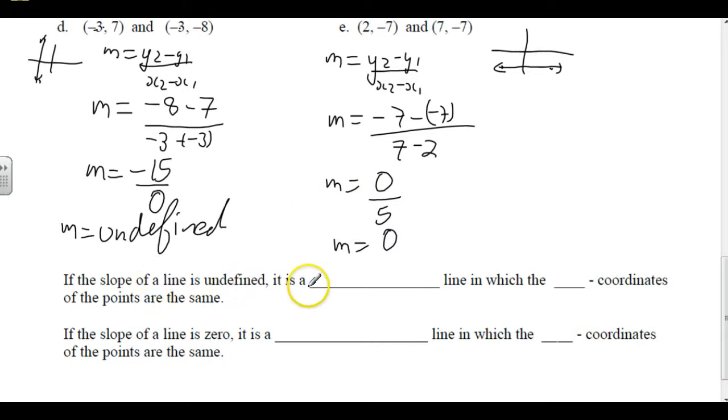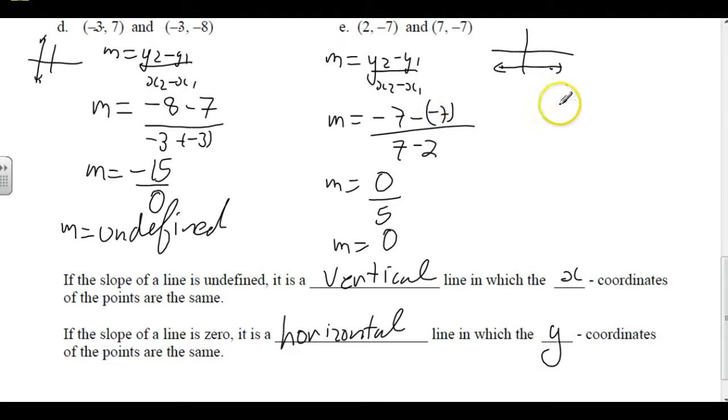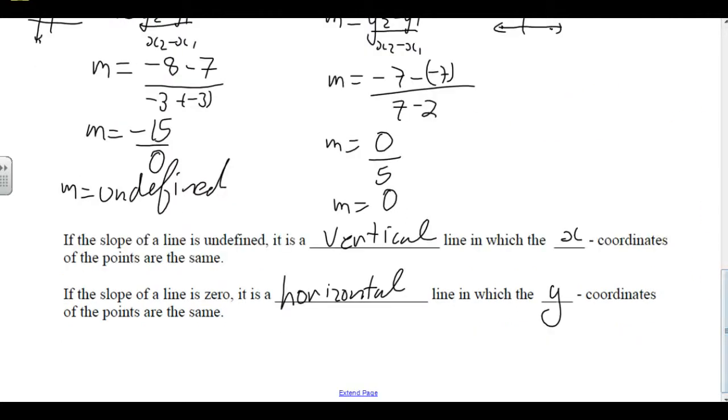So if the slope of a line is undefined, we know it is a vertical line in which the x coordinates are the same. That gives you this vertical line. If the slope of a line is 0, it's a horizontal line. Also remember that means delta x is 0, and we're trying to divide by 0, and that's undefined. In a horizontal line, the y coordinates are the same, which means that delta y is 0, and slope is 0.